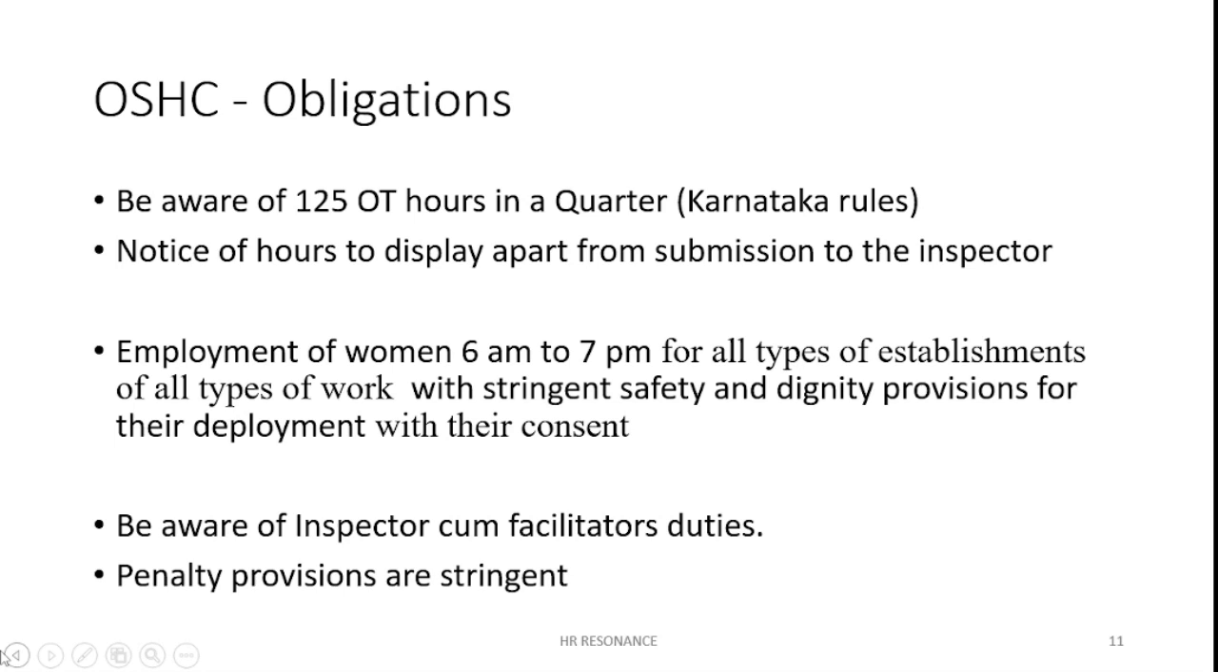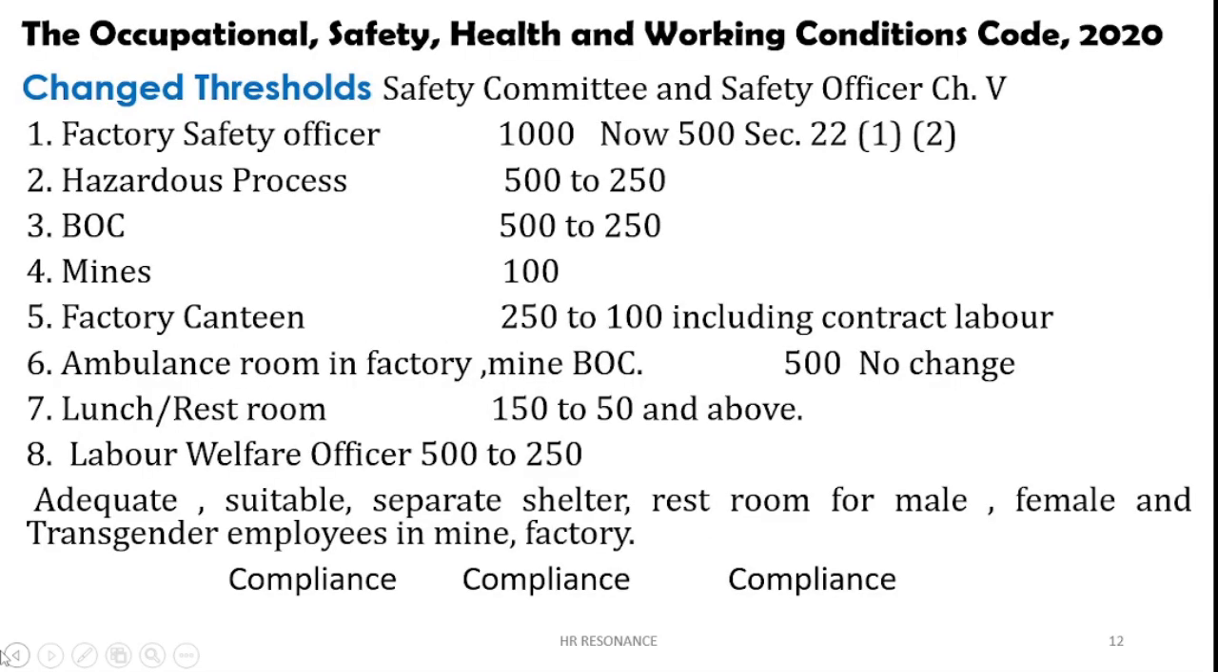So therefore, the employer has to be proactive and comply, and it is the most important aspect. Further, all the employers are requested to please make a note of the changed thresholds under the new codes. Thresholds of the labor laws are changed. Safety committee and safety officer: in factories, earlier it was 1000, reduced to 500.